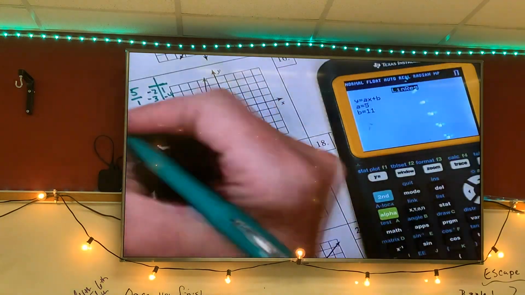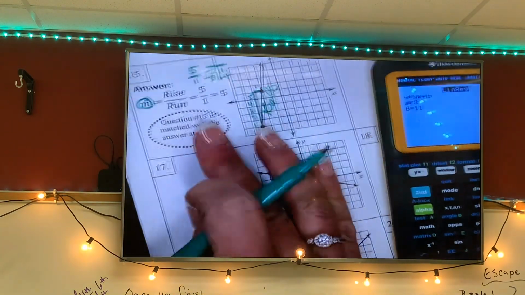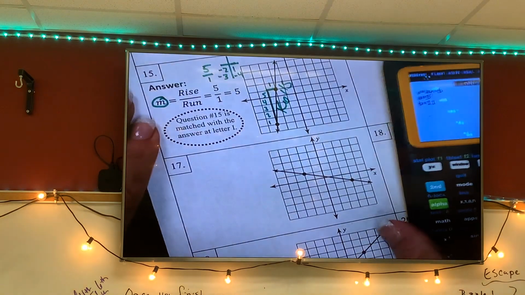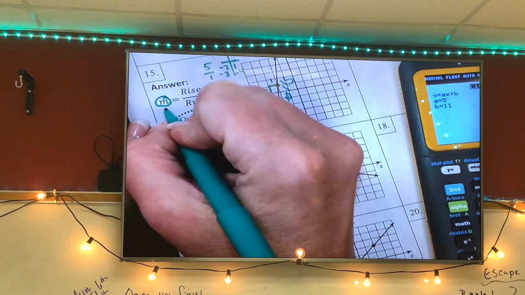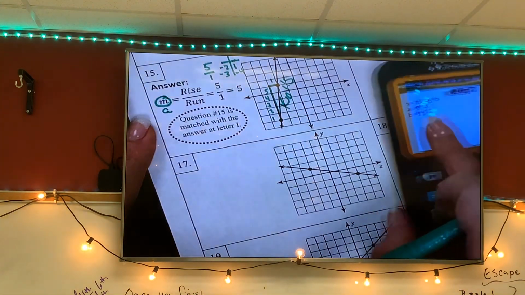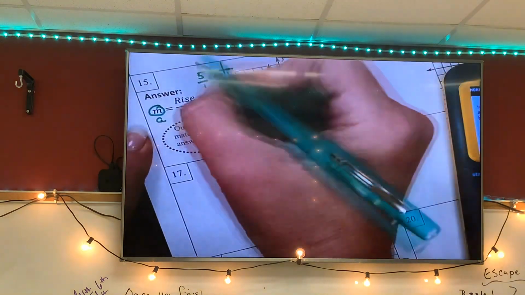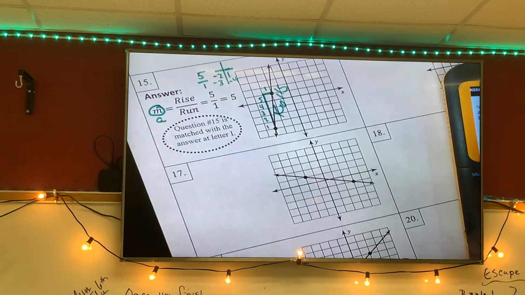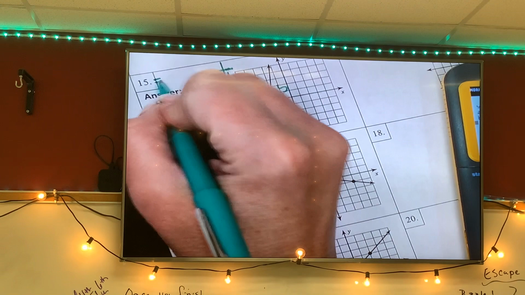Remember, we are looking for our slope, our M, but in our calculator it is our A, and as you see in our calculator, our A was 5. So we got our slope correct, which is 5. So number 15 is 5.